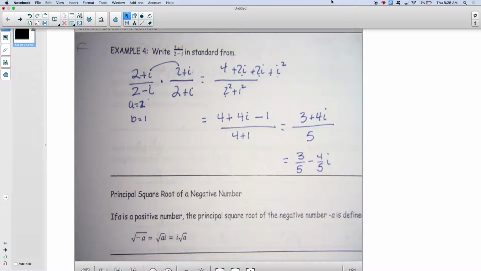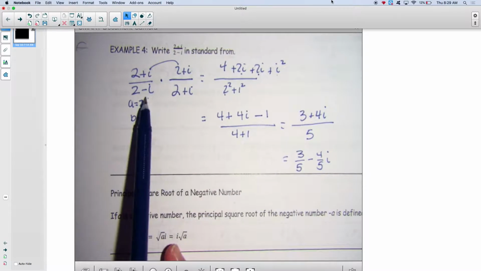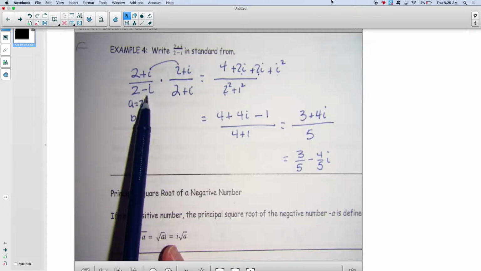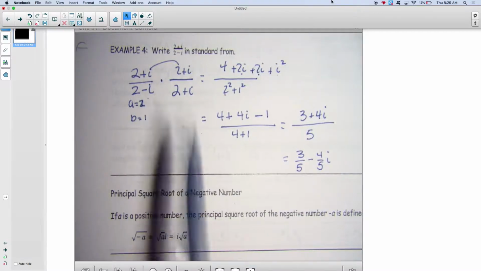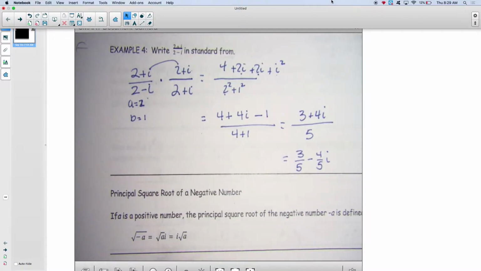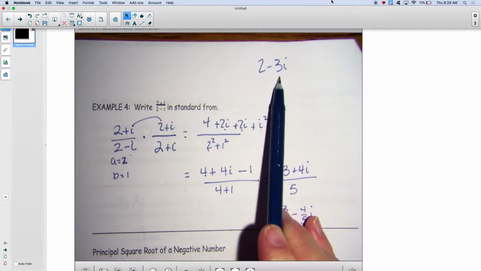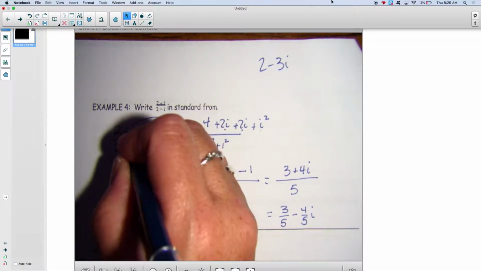Where did the 1 come from? The one on the bottom. What number's in front of i? If it was 2 minus 3i, your b would be 3. But there's an implied 1 here.